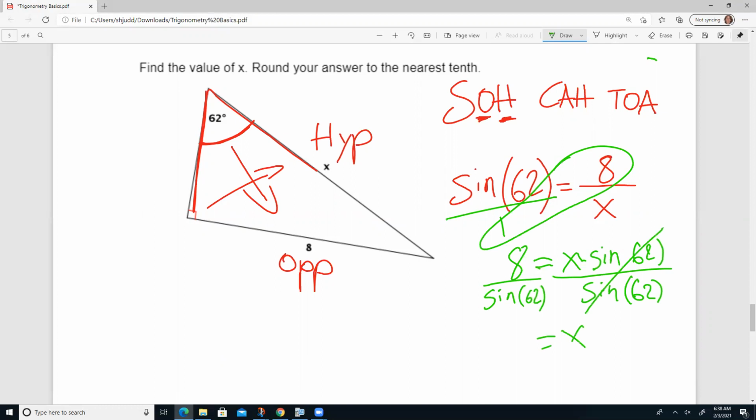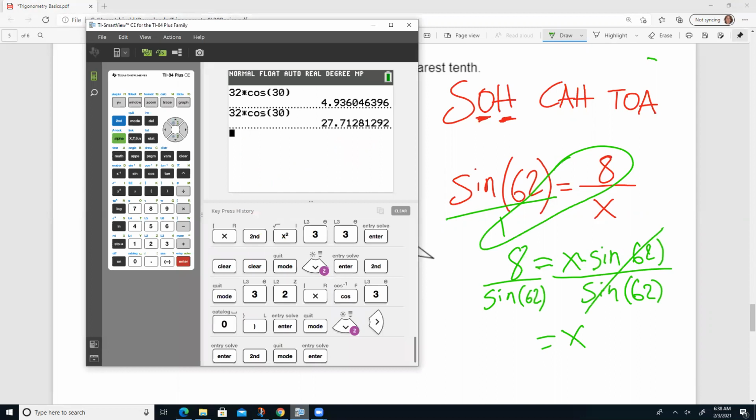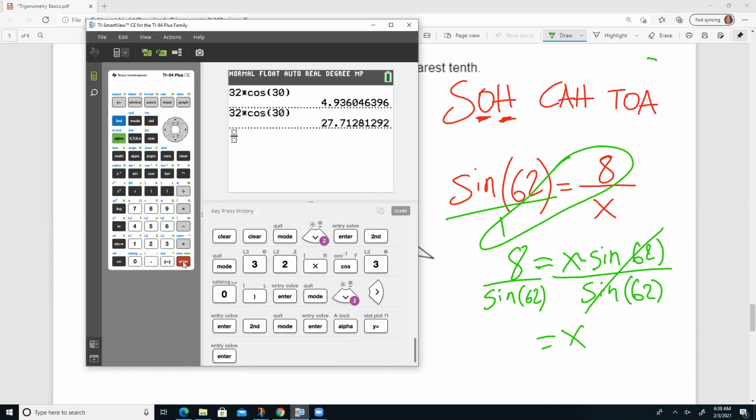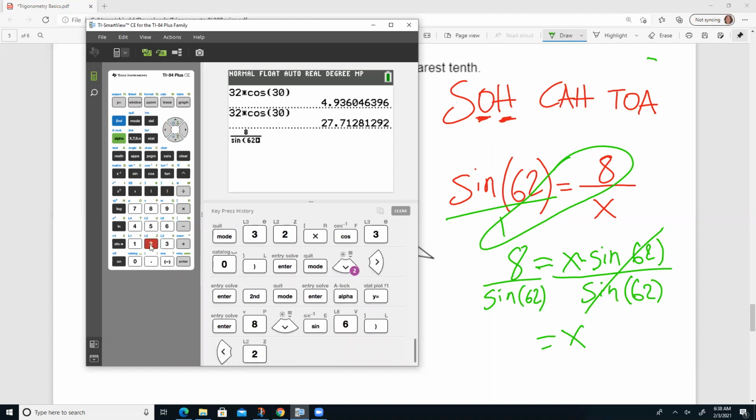This gives me an x value, which I'm going to compute in my calculator. So 8 divided by the sine of 62. And again, I want to round to the nearest tenth, so that 6 will make the 0 round up, so it'll be 9.1.